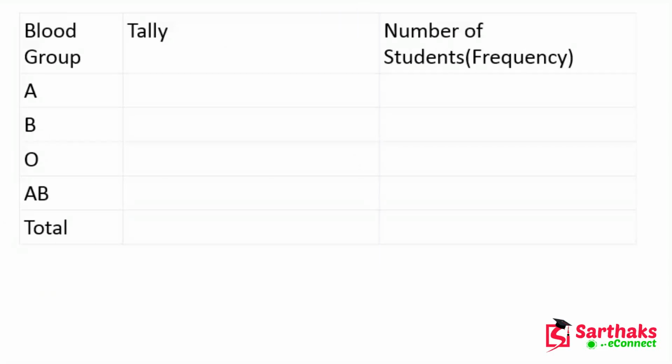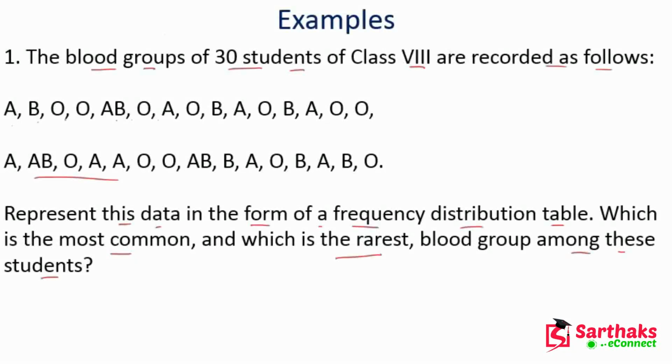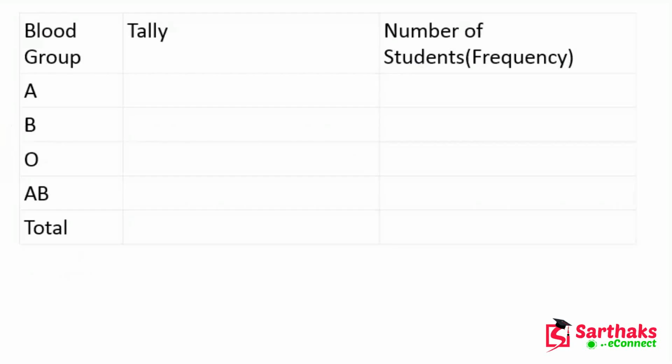Now let us draw the table. So this is the blood group A, B, O, A, B. And here we are going to tally. First of all we have to see how many A are there here. So here is 1, 2, 3, 4, 5, 6, 7, 8, 9. So how many? There are 9 A blood groups.